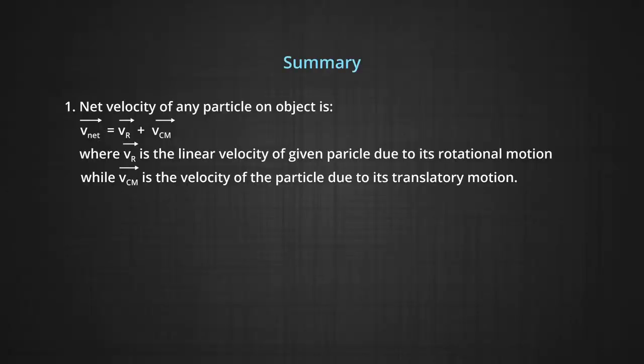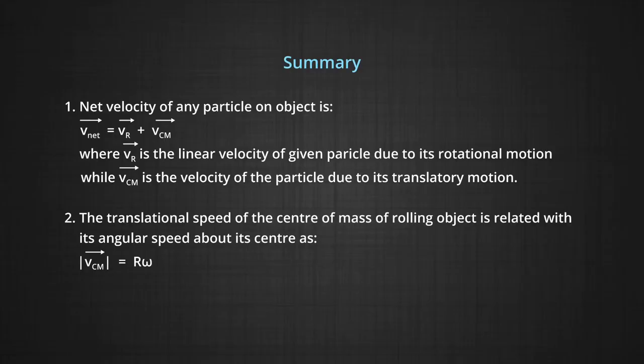Firstly, in rolling motion, the translational motion is superimposed with rotational motion of a given object. The net velocity of a particle on the object will be obtained by adding the two velocities, which are due to pure rotation and due to pure translation. That is, net velocity can be written as V_r vector plus V_cm vector, where V_r is the linear velocity of the particle due to rotational motion, and V_cm is the velocity of the particle due to translatory motion.